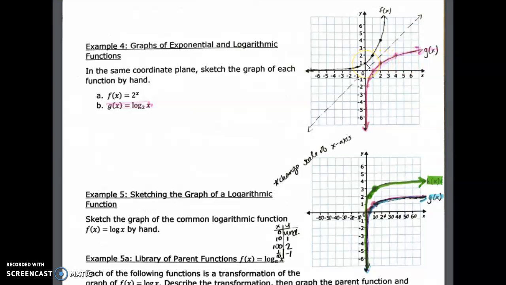So if we have a point in our 2 to the x function at 0, 1, we're going to have a point at 1, 0. And if we have a point at 1, 2, then we'll have a point at 2, 1. And if we have a point at 2, 4, then we would have a point at 4, 2. And so instead of having a horizontal asymptote, we now have a vertical asymptote. This is going to be important. Knowing this vertical asymptote means that we have a restriction on our domain, which means when we solve equations, sometimes we will get extraneous solutions or answers that don't make the actual logarithmic function work.